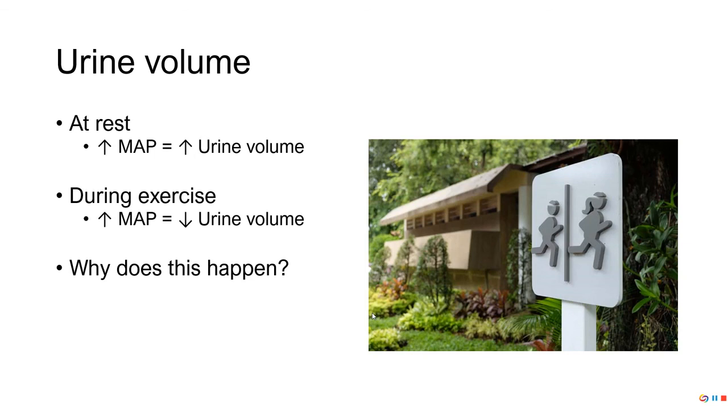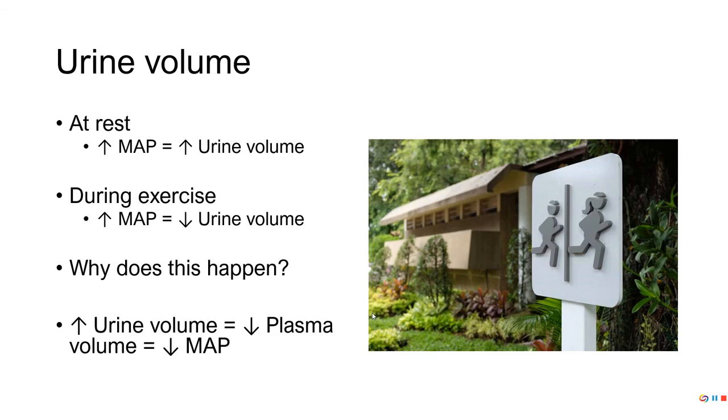So why does this happen? Why does our urine volume go down? Think about this from a physiological perspective, not, hey, if I'm exercising, I don't want to pee. Yes, that's true, we don't want to. But just in general, this isn't what happens. The reason is that when we increase urine volume, we decrease plasma volume, that decreases mean arterial pressure. All right, and so we don't want that. We don't want to lose fluid while we're exercising. So what we do is we restrict or minimize blood flow to the kidneys, and we also pull as much of that water back out.